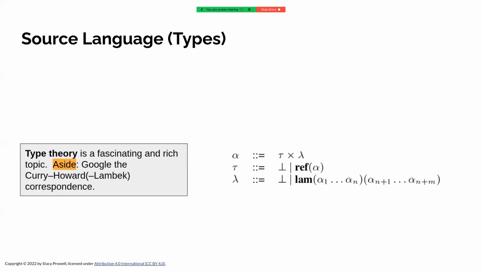I will mention an aside: type theory is, depending upon what kind of person you are, really fascinating. I think it's pretty neat stuff, but maybe I'm just weird. There's something called the Curry-Howard correspondence, another very famous piece of computing theory. Many of you may already be fully aware of it. If you're not, you might Google it.